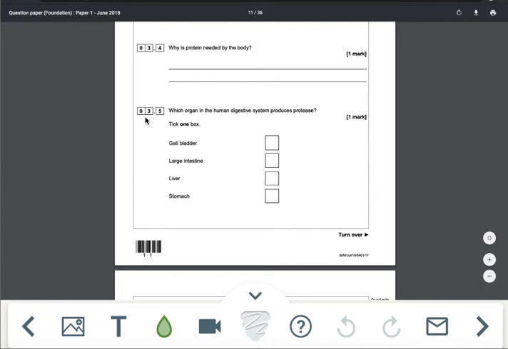Next, just down here, which organ in the human digestive system produces protease? And here protease comes up again. This is just something you need to have remembered. But if it helps you, protease is an enzyme that catalyzes the breakdown of proteins in food into amino acids. Okay? And where does food get broken down? In the stomach, which is your correct answer.